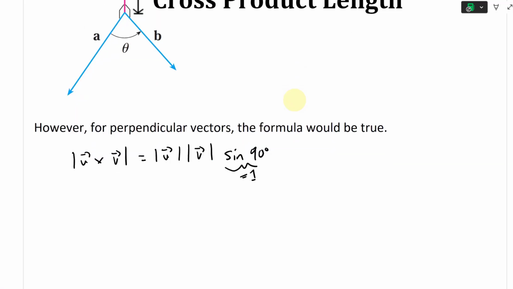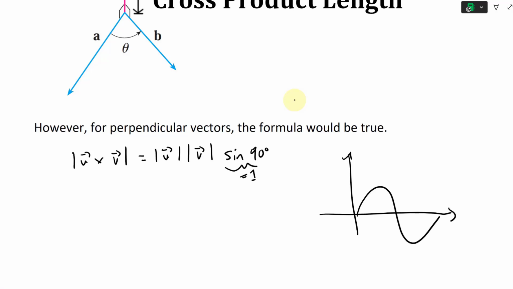And you could recall right here the sine function. Just to recap, I always do this. So there's a sine function. This right here is sine theta. This is theta, and this is at 90 degrees, or pi over 2, and this is just 1. So that's perpendicular, 90 degrees, with the origin like that. And so in other words, this equals the magnitude of u times the magnitude of v.